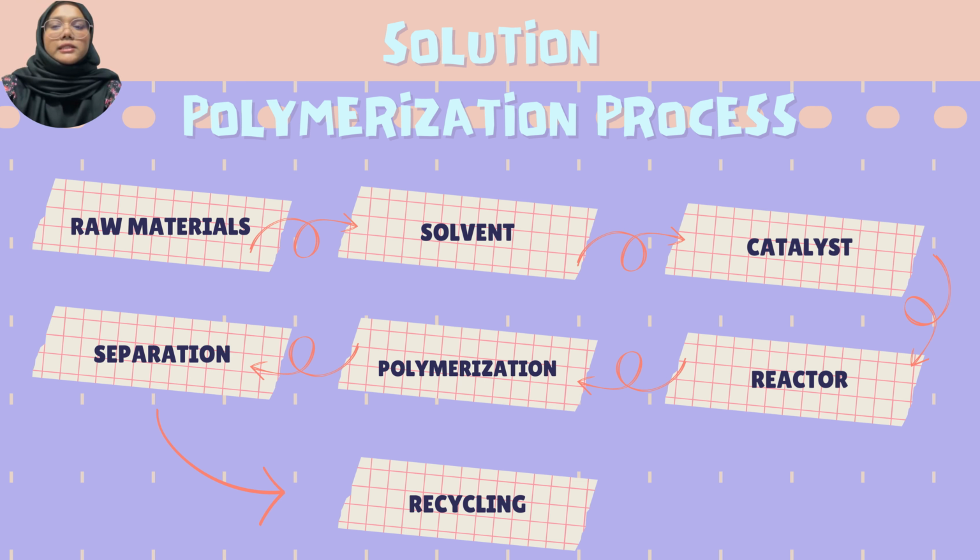Number 6 is separation. The polymer is separated from the solvent and residual monomers, often using evaporation and filtration. Lastly, it's recycling. The solvent and unreacted ethylene are recycled back into the reactor.